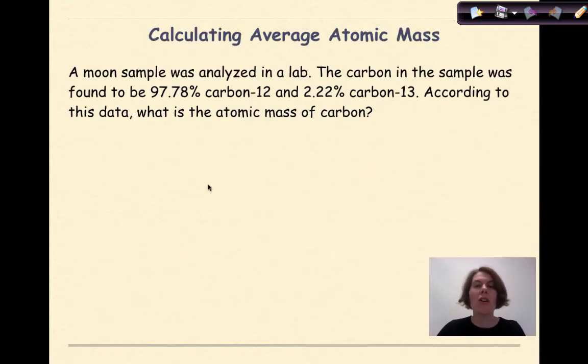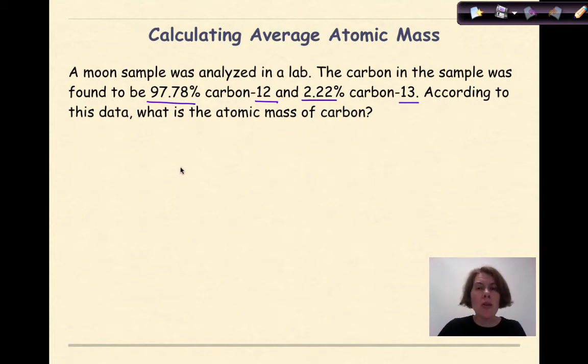Now let's talk about calculating average atomic mass. And this is a really good skill to go over, because this particular formula is not on your reference tables, so you really need to know how to do this. A moon sample was analyzed in a lab. The carbon in the sample was found to be 97.78% carbon-12 and 2.22% carbon-13. According to this data, what is the atomic mass of the carbon?